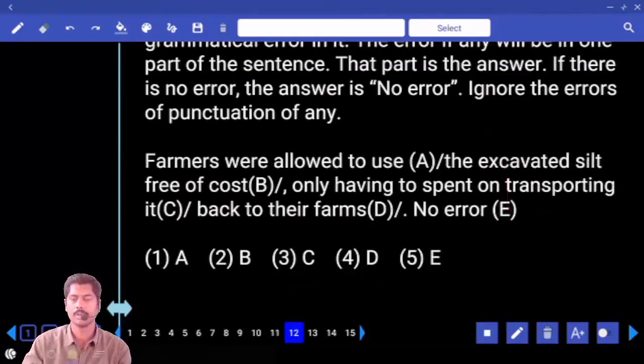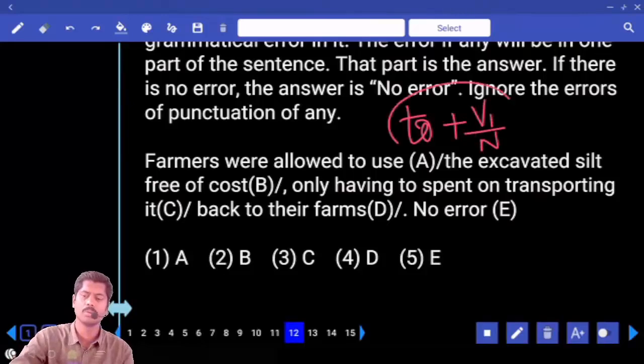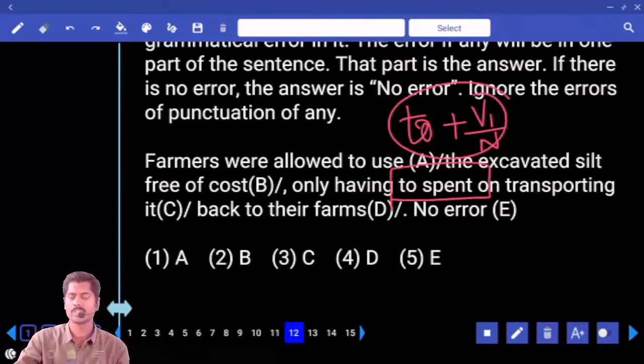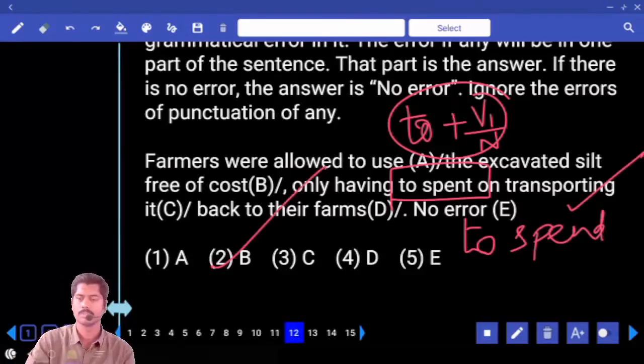Second part contains error. Farmers were allowed to use the excavated silt free of cost, only having to spend on transporting it back to their farms. Answer. After "to", I need V1 or noun. To spend, is this correct? To spend, to plus V1. The error is in the second part. Second or third? Third, it's third.